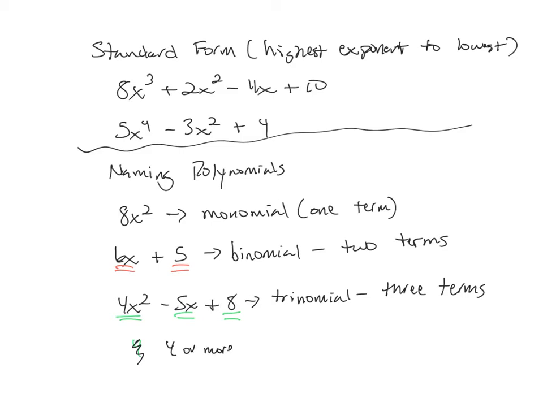Four or more terms, we just say it's a polynomial. Okay. All right, now let's get into the adding and subtracting. So it's really pretty straightforward. We just have to be careful of our positive and negative numbers. Okay?